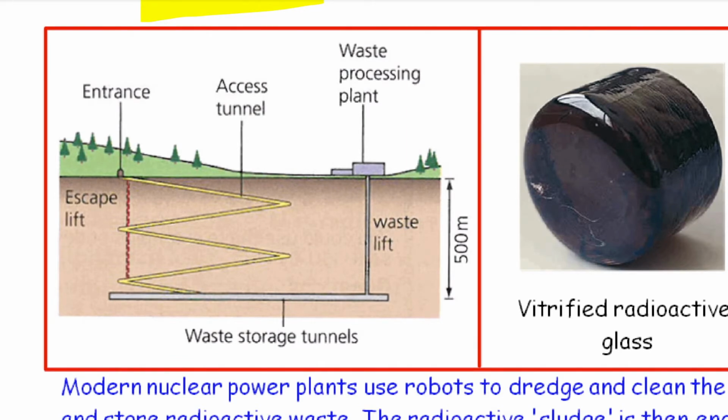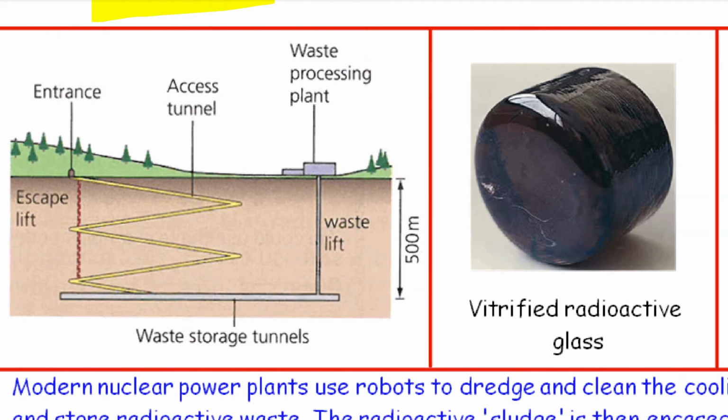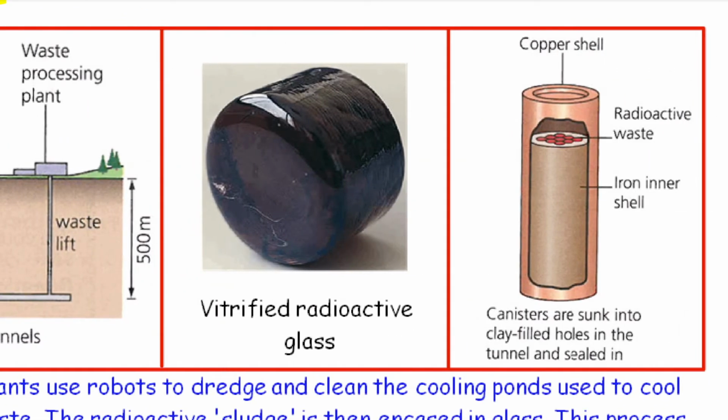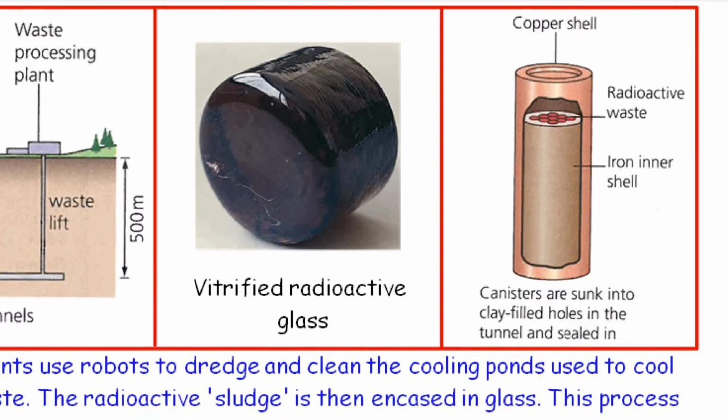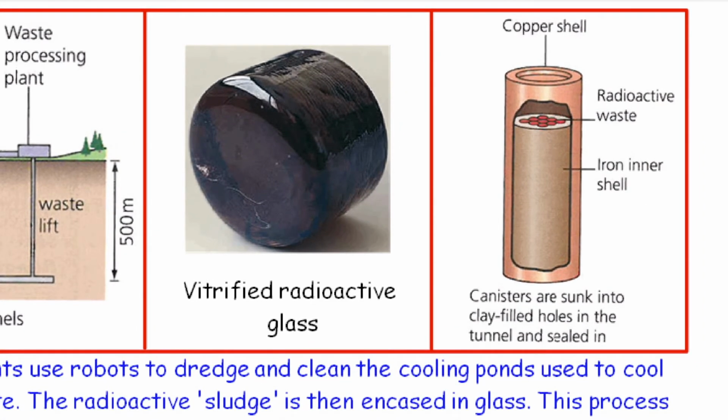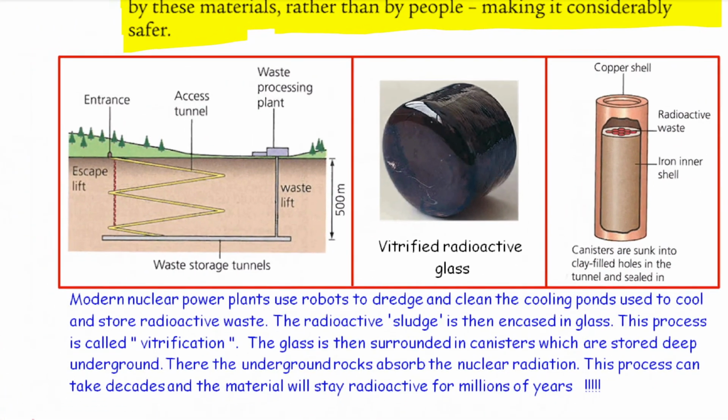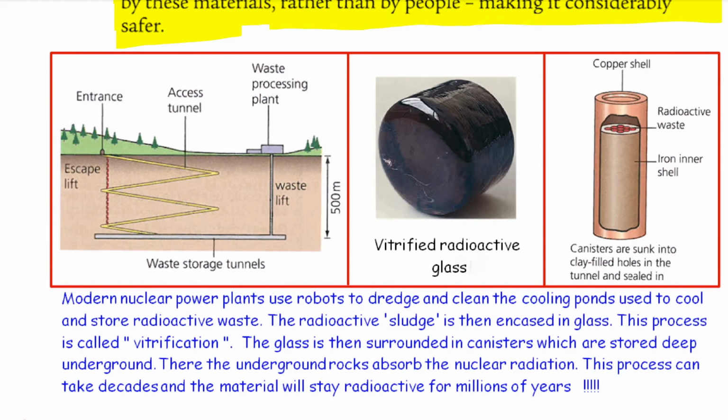So let's look at some different ways in which radioactive waste can be stored. This one, look, underground. Here, vitrified radioactive glass, so the glass is surrounding the radioactive material, and canisters sunk into clay-filled holes. The idea is that the surrounding materials absorb the radiation.